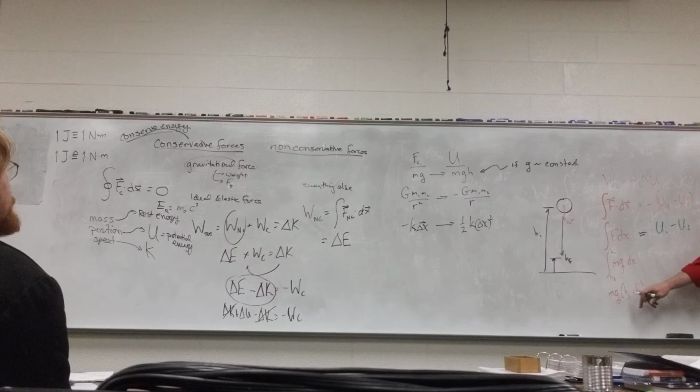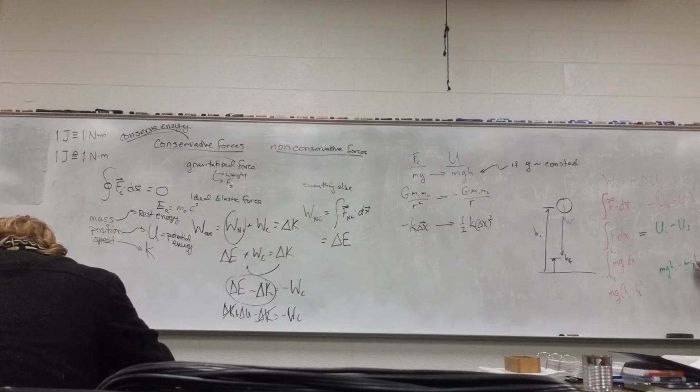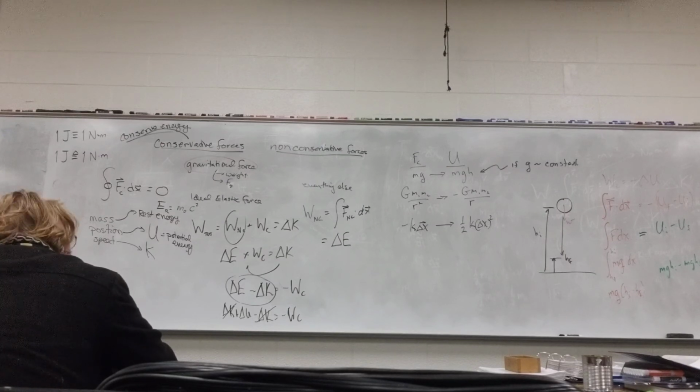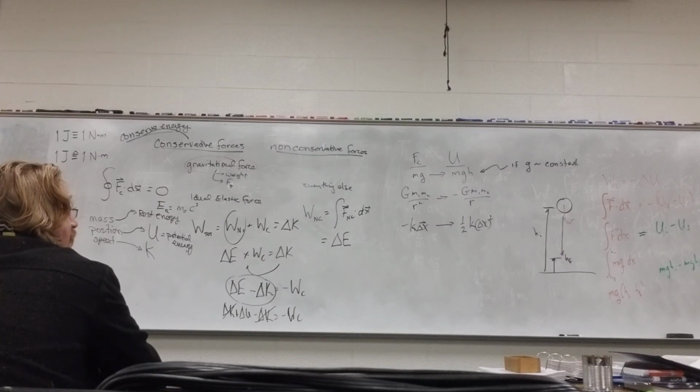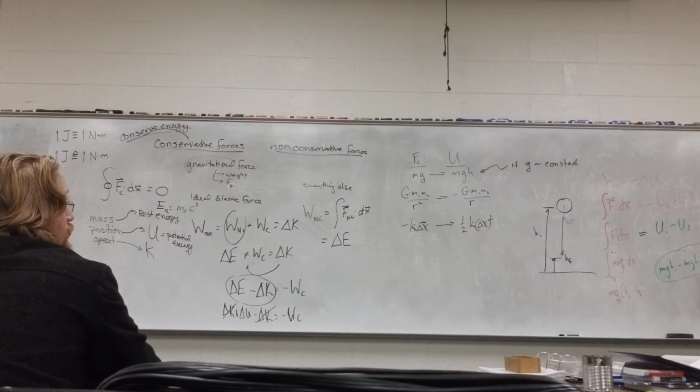So what we have here, if I distribute, is mghi minus mghf equals ui minus uf. What is a formula for u which would make this work? Well, we have mgh. mgh would work. Give me another formula for u that would also work. I'm looking at this right here. I want some formula for u that will make this work. mgh is a formula that works. What is another formula that works?